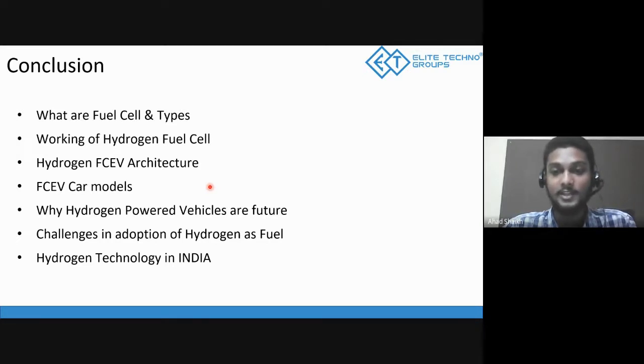It can be charged quickly at the outlet, but definitely there are challenges in setting up this kind of huge infrastructure for dispensers and all.